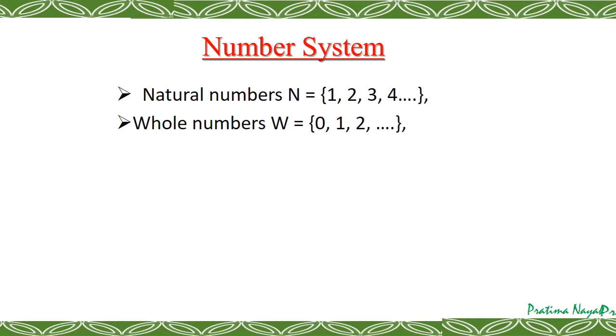Then we included all negative numbers in the number system. When negative numbers are included in whole numbers, it is called integers. So integers means there is no end on the left side. That means there is no end of minimum. It can be minus 100, minus 99, minus 98, minus 97, and so on, minus 3, minus 2, minus 1, 0, 1, 2, 3. It will go on adding the numbers. So negative numbers, positive numbers, including 0, are called integers.